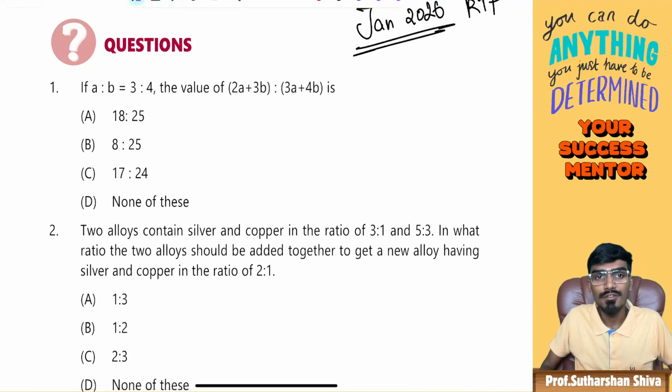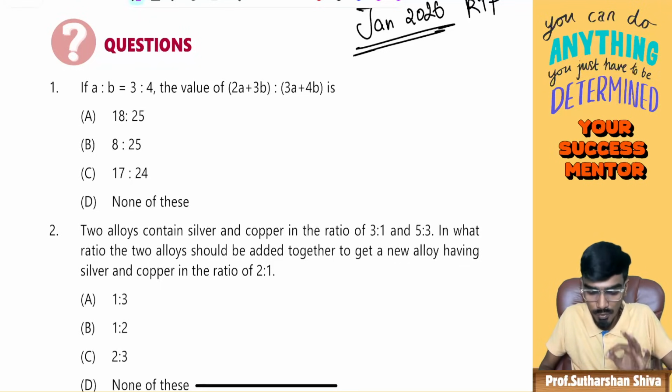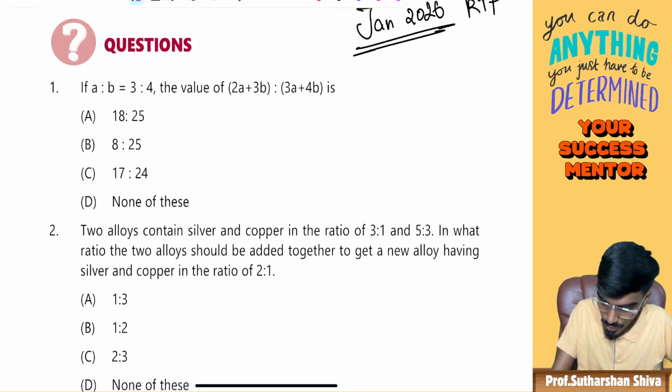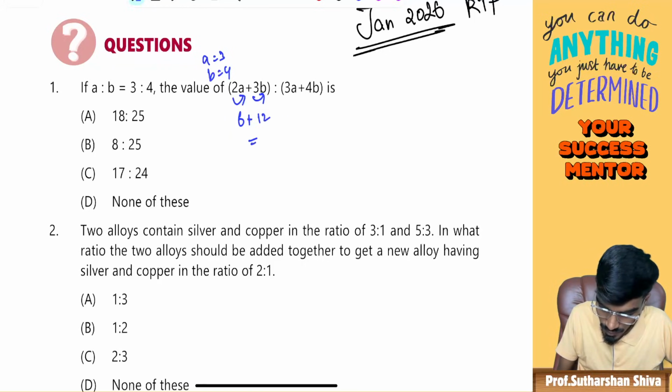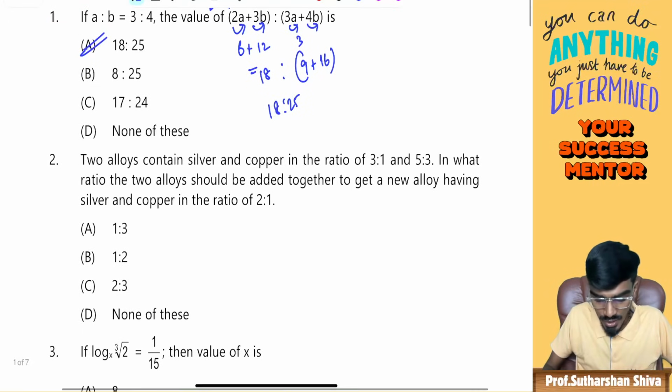Question number 1. If A is to B is equal to 3 is to 4, then the value of 2A plus 3B is to 3A plus 4B, which is from ratios and proportion. We just need to substitute the values A equal to 3, B equal to 4 in this option, so that we get 2 into 3 is 6 plus 3 into 4 is 12, which is 18, is to 3 into 3 is 9 plus 4 into 4 is 16, which is 25. 18 is to 25. Orally we can solve. Come to question number 2.